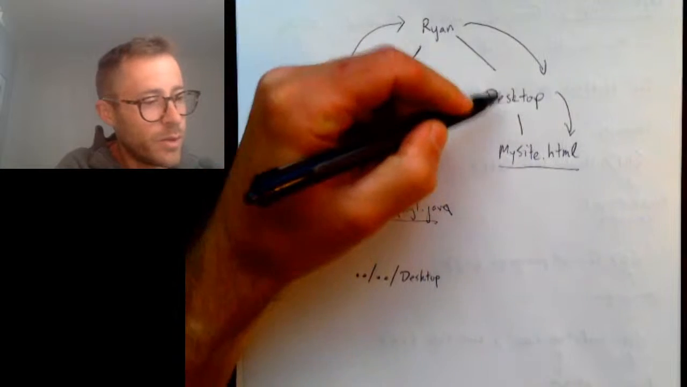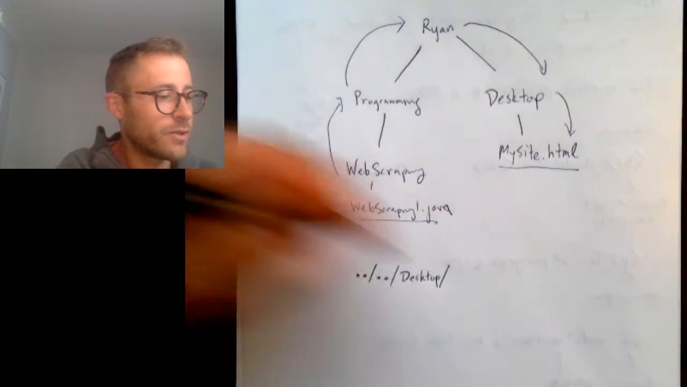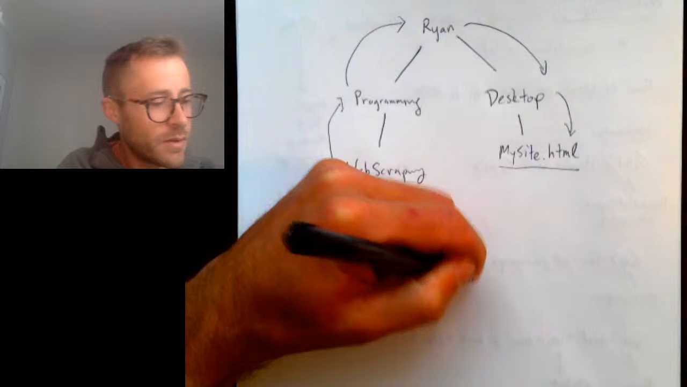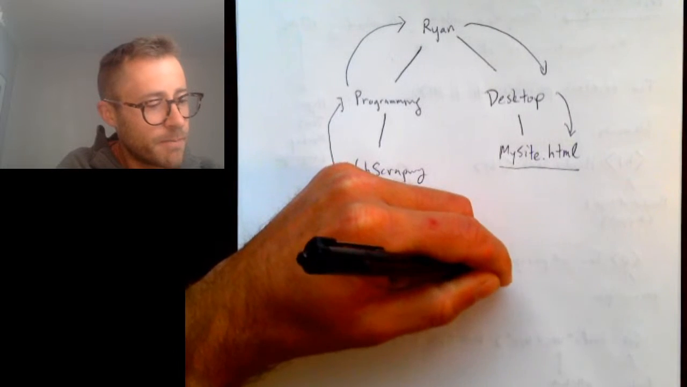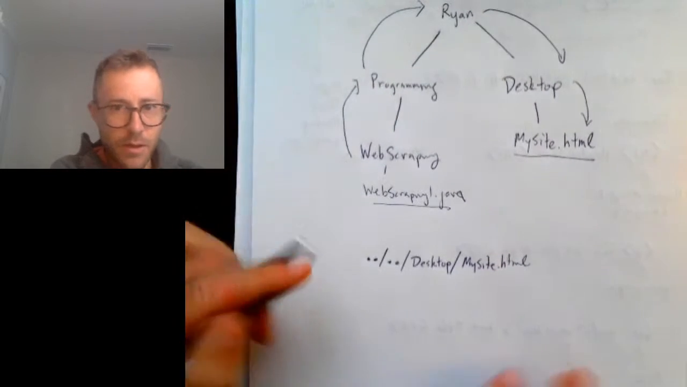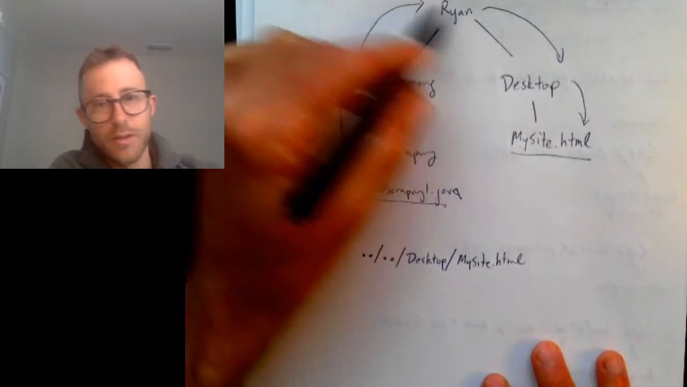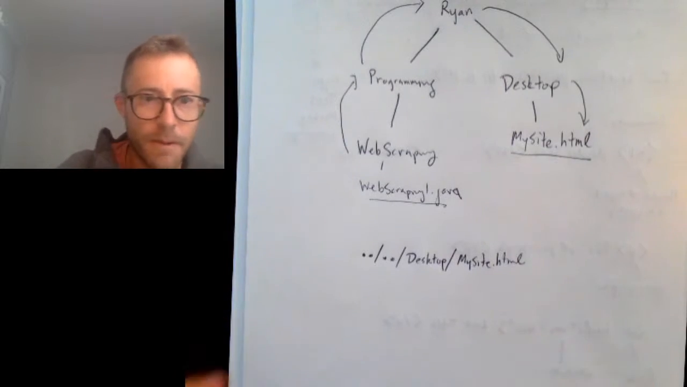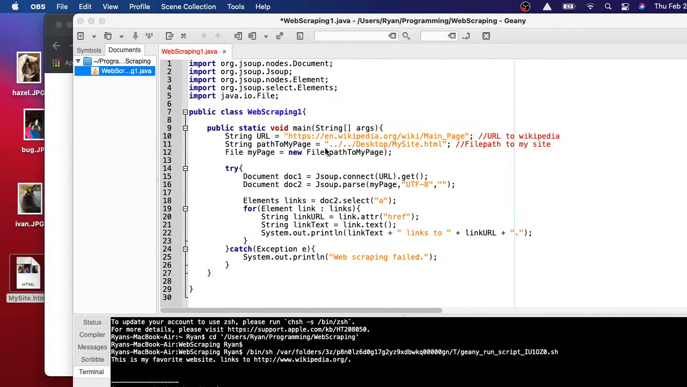And then within the desktop folder, I want to access my site.html. Okay, so that is the path to go from web scraping 1 to my site. All right. So now let's go back to the desktop. So you can see that's what I put. All right, and then I made a file that opens up that file path.